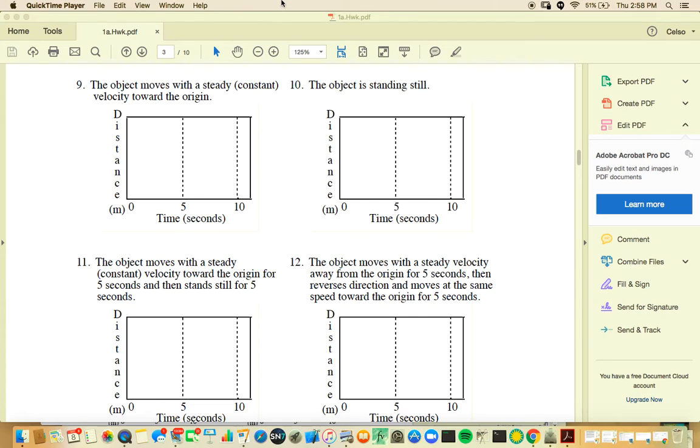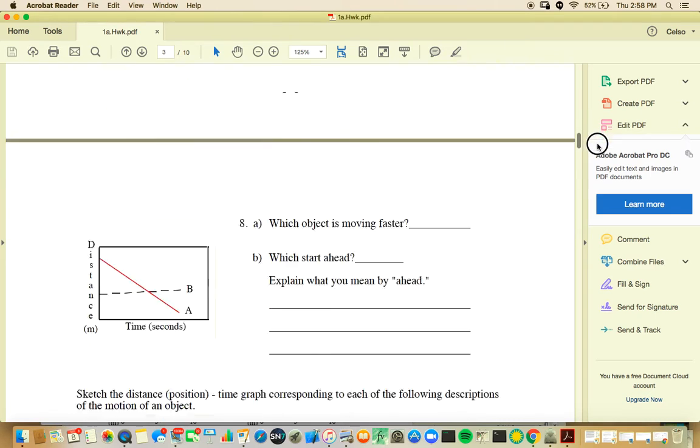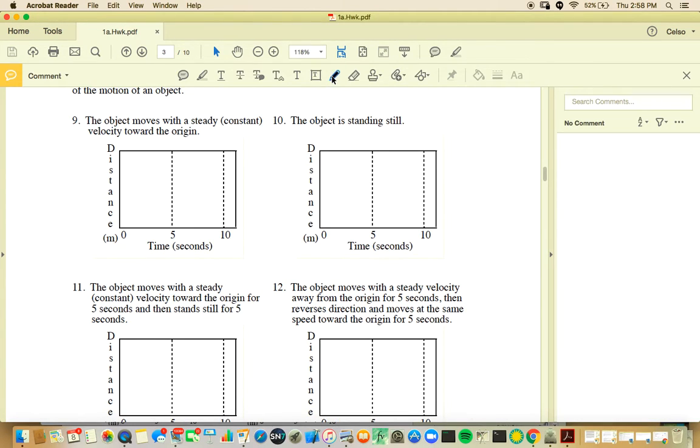Okay, so I have another media here to do this. Oops. What am I doing? Okay. Now, the object moves with the steady... Let me get the comments here. Just a second. Comments. I got that.